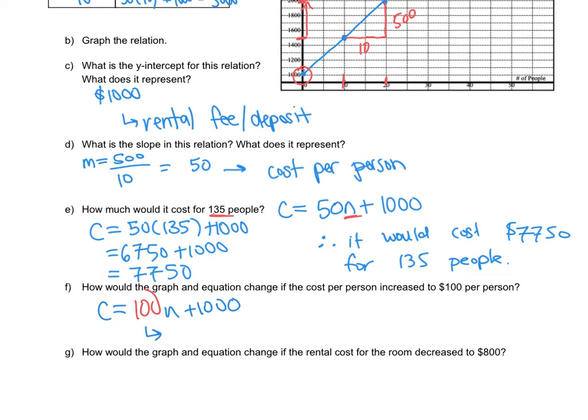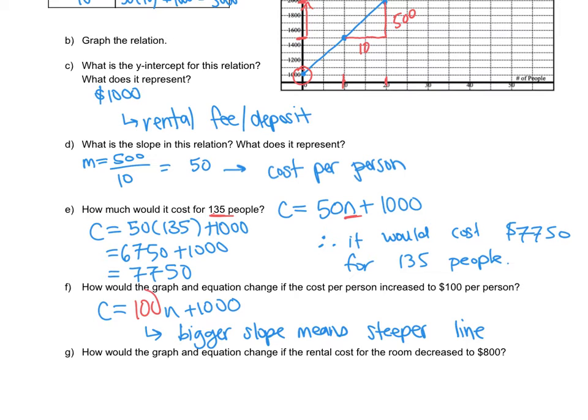Okay, so there's the equation change. The graph changes: a bigger slope means a steeper line. Okay, and I do expect that connection to steepness, not just saying that the slope is bigger. What does that visually mean?